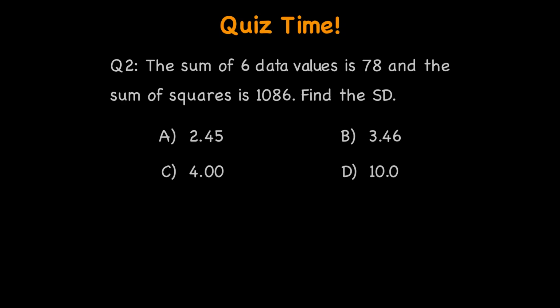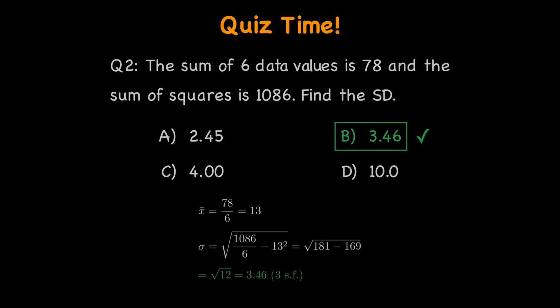Question 2. The sum of 6 data values is 78, and the sum of squares is 1086. Find the standard deviation. Think carefully. Which formula should you use? The answer is B, 3.46. The mean is 78 over 6, which is 13. Sigma equals the square root of 1086 over 6 minus 13 squared. That's the square root of 181 minus 169, which is the square root of 12. 3.46 to 3 significant figures.